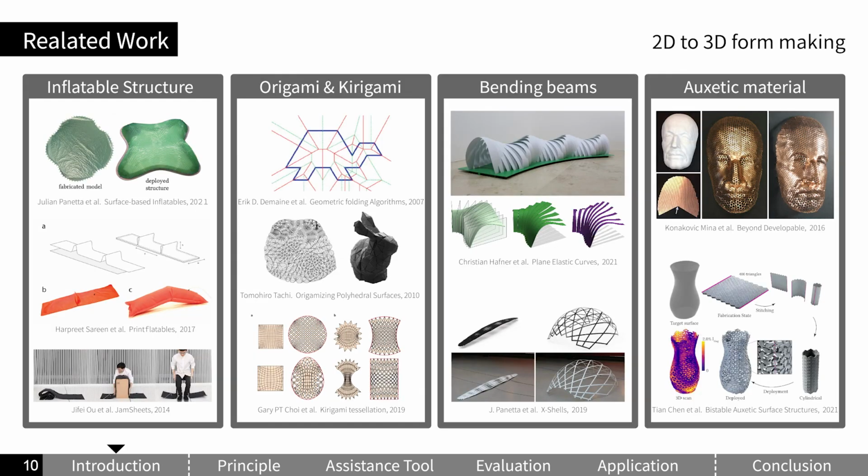The related work firstly goes to the 2D to 3D form-making methods. A considerable portion of research in computer graphics has delved into deformation techniques to achieve a target form from an initial planar state. For instance, inflatable structures, origami and kirigami, bending elongated beams, and auxetic materials. However, these works have their limitations: the requirement of specialized air inflation equipment, significant increases in weight and complexities in large-scale construction, and high financial cost.